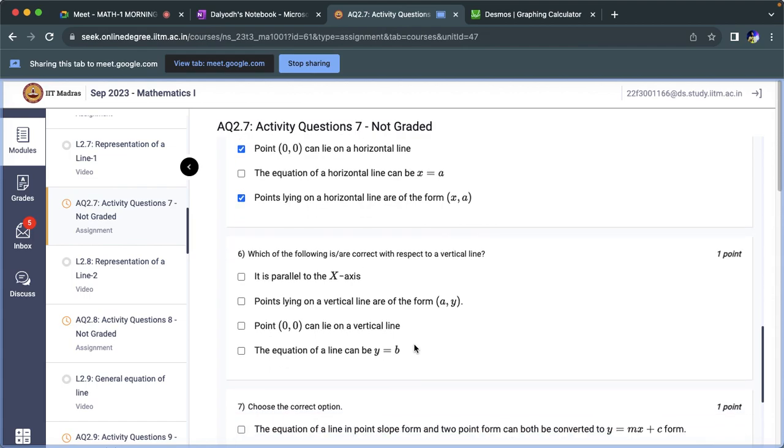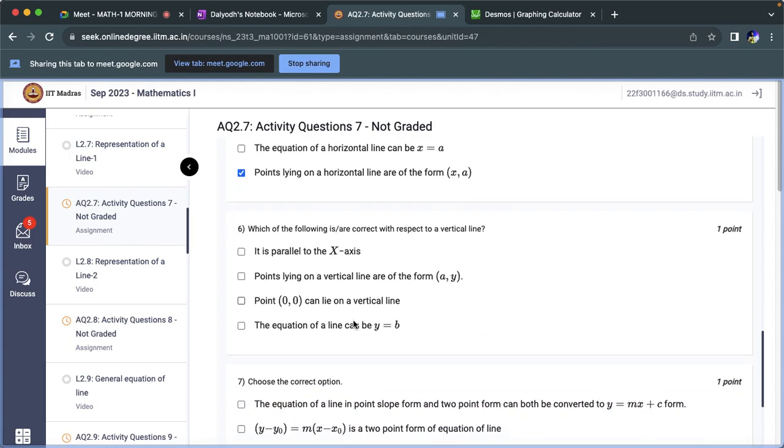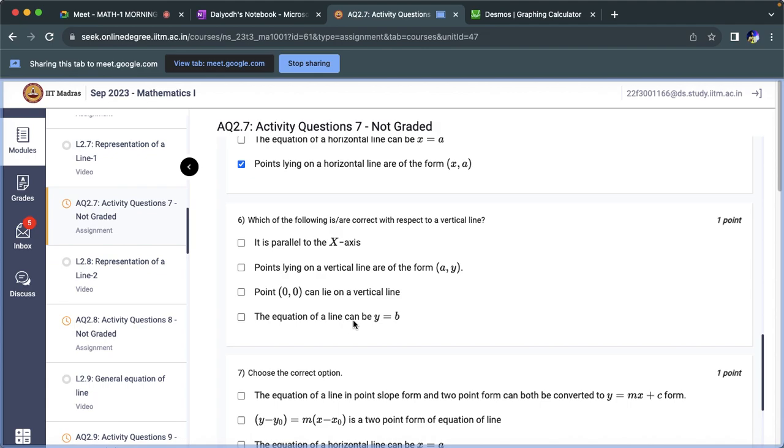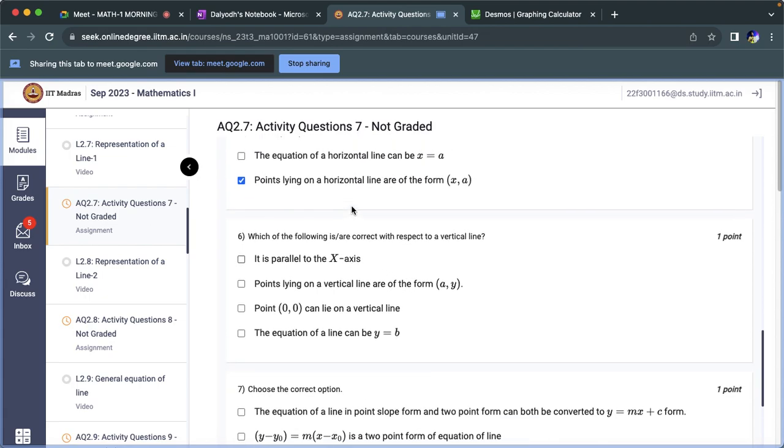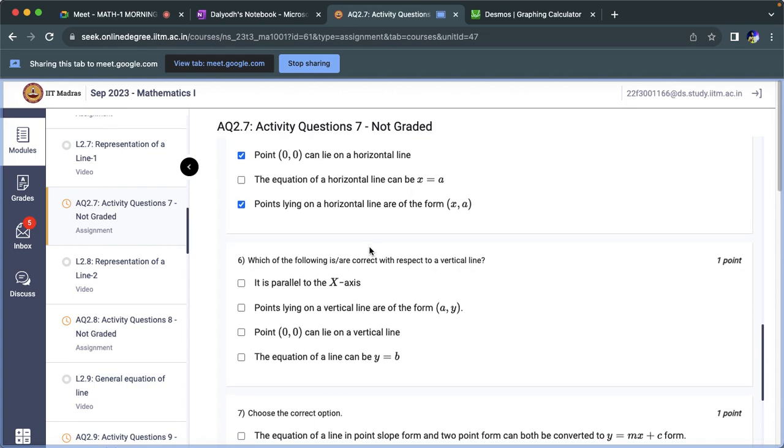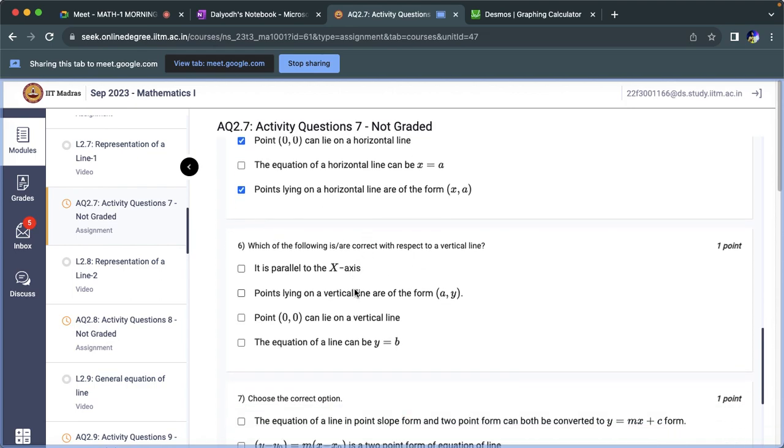Now the sixth option: which of the following are correct with respect to vertical lines? It's completely opposite. Is a vertical line parallel to the x-axis? No, it's not parallel. The constant argument which you gave satisfies the second point. The third one is the same as what we discussed.